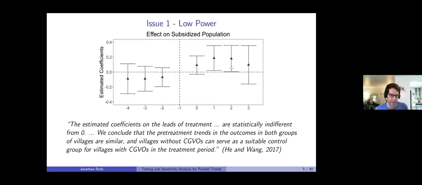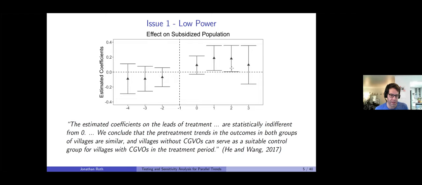So what I want you to take away from this is it's true, we can't reject a zero pretrend, but it's also true that we can't reject other non-zero pretrends that, under seemingly reasonable smooth extrapolations to the post-treatment period, would produce a substantial bias in our treatment effects estimates.